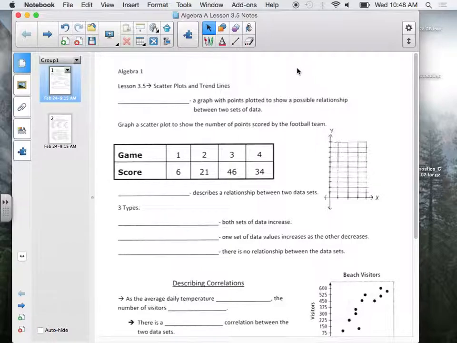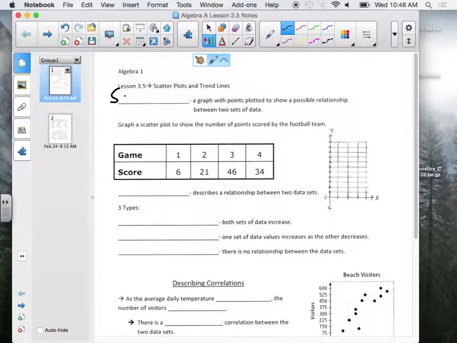So, first things first, if I can get the pen. A scatter plot is a graph with points plotted to show a possible relationship between two sets of data. Scatter plot, if I can write.